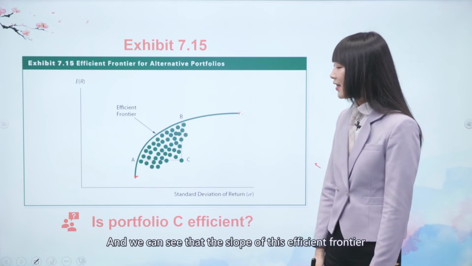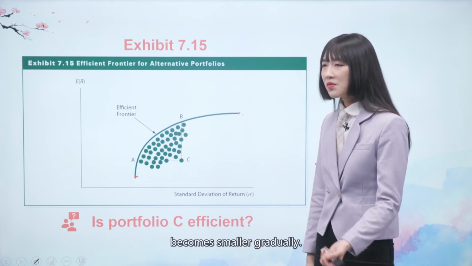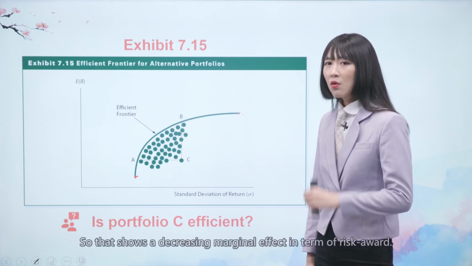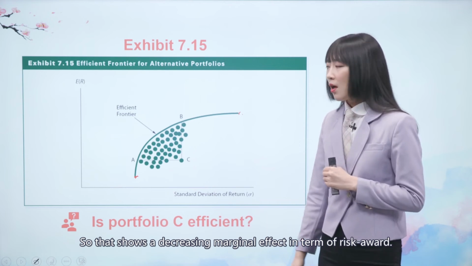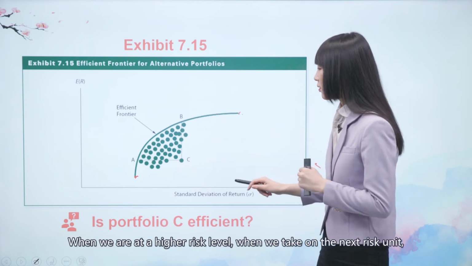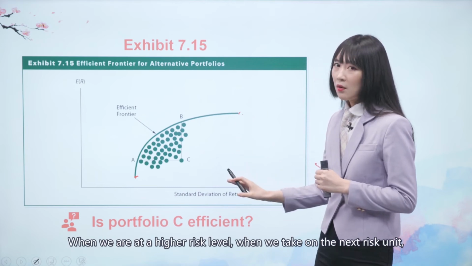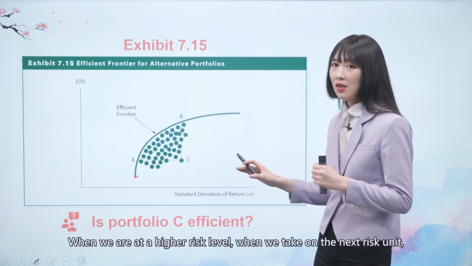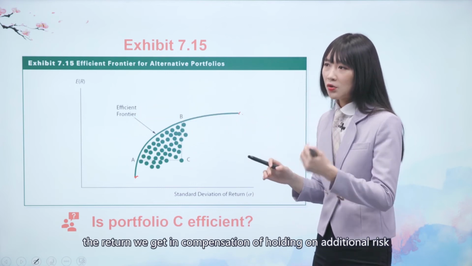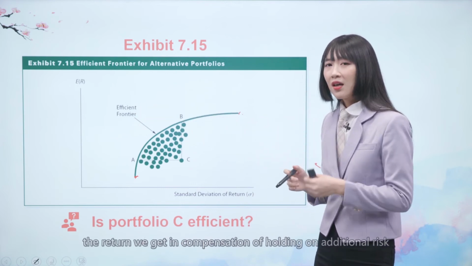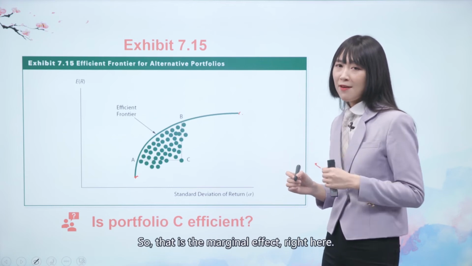And we can see that the slope of this efficient frontier becomes smaller gradually. That shows a decreasing marginal effect in terms of risk reward. When we are at a higher risk level, when we take on the next risk unit, the return we get in compensation for holding additional risk is actually getting smaller and smaller. So that is the marginal effect right here.